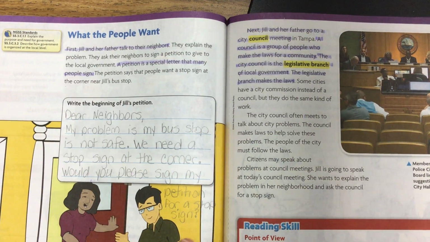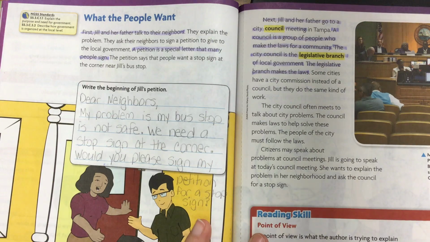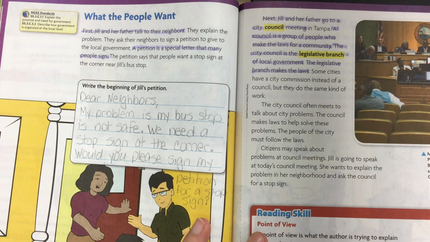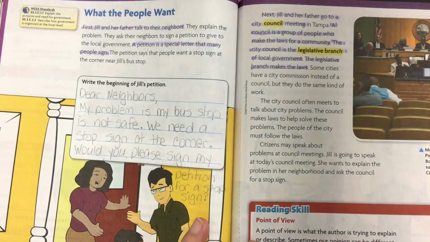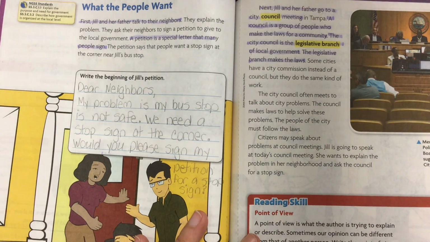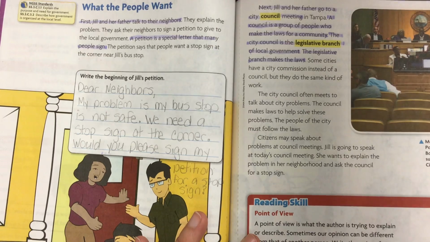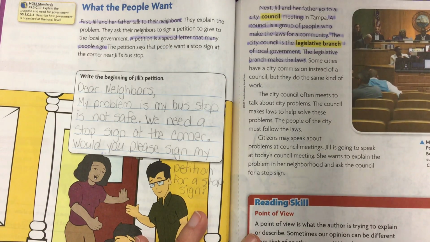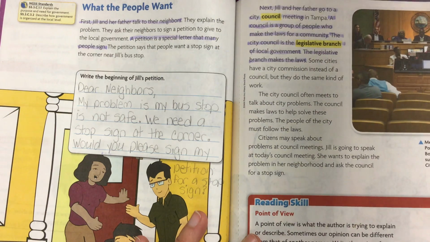The city council often meets to talk about city problems. The council makes laws to help solve these problems. The people of the city must follow the laws. Citizens may speak about problems at council meetings. Jill is going to speak at today's council meeting. She wants to explain the problem in her neighborhood and ask the council for a stop sign.